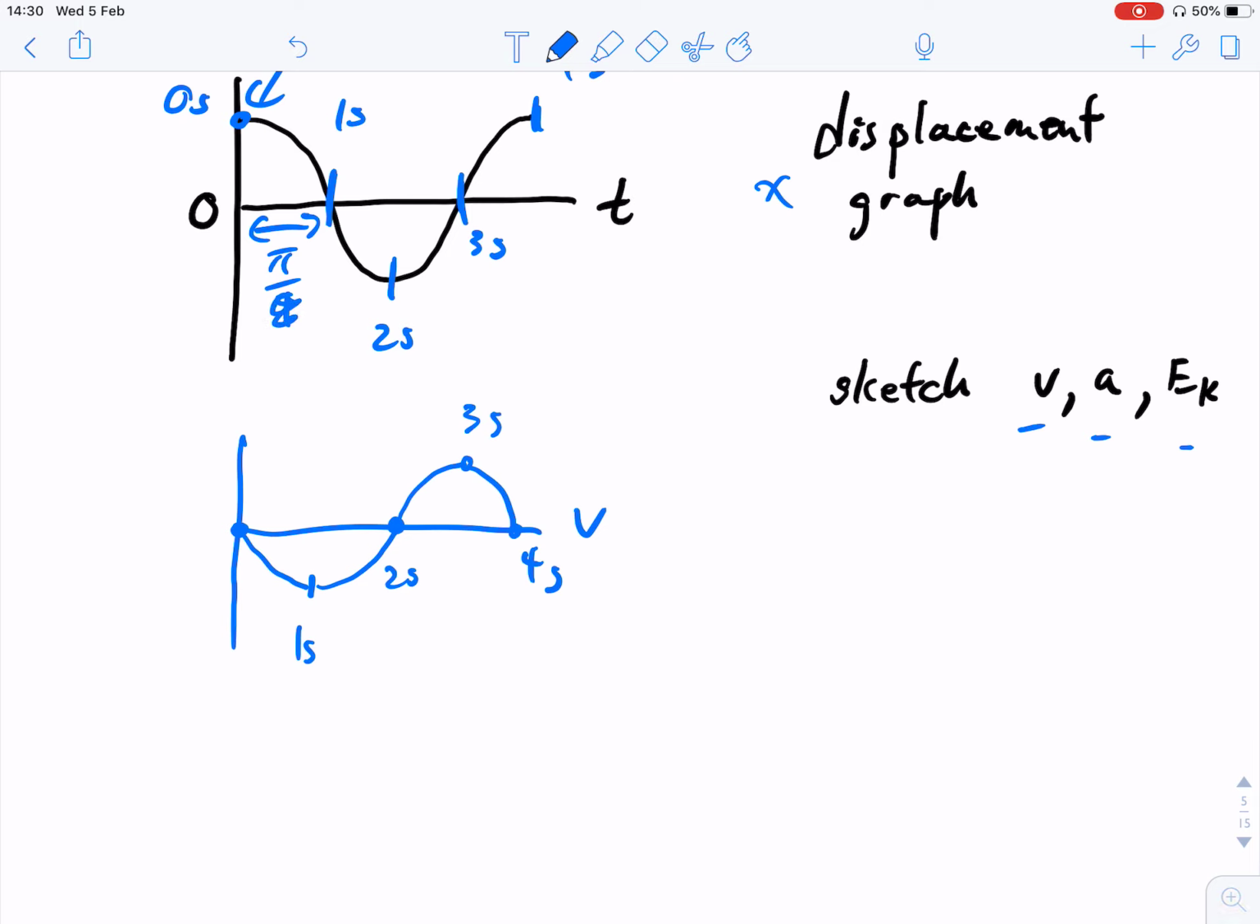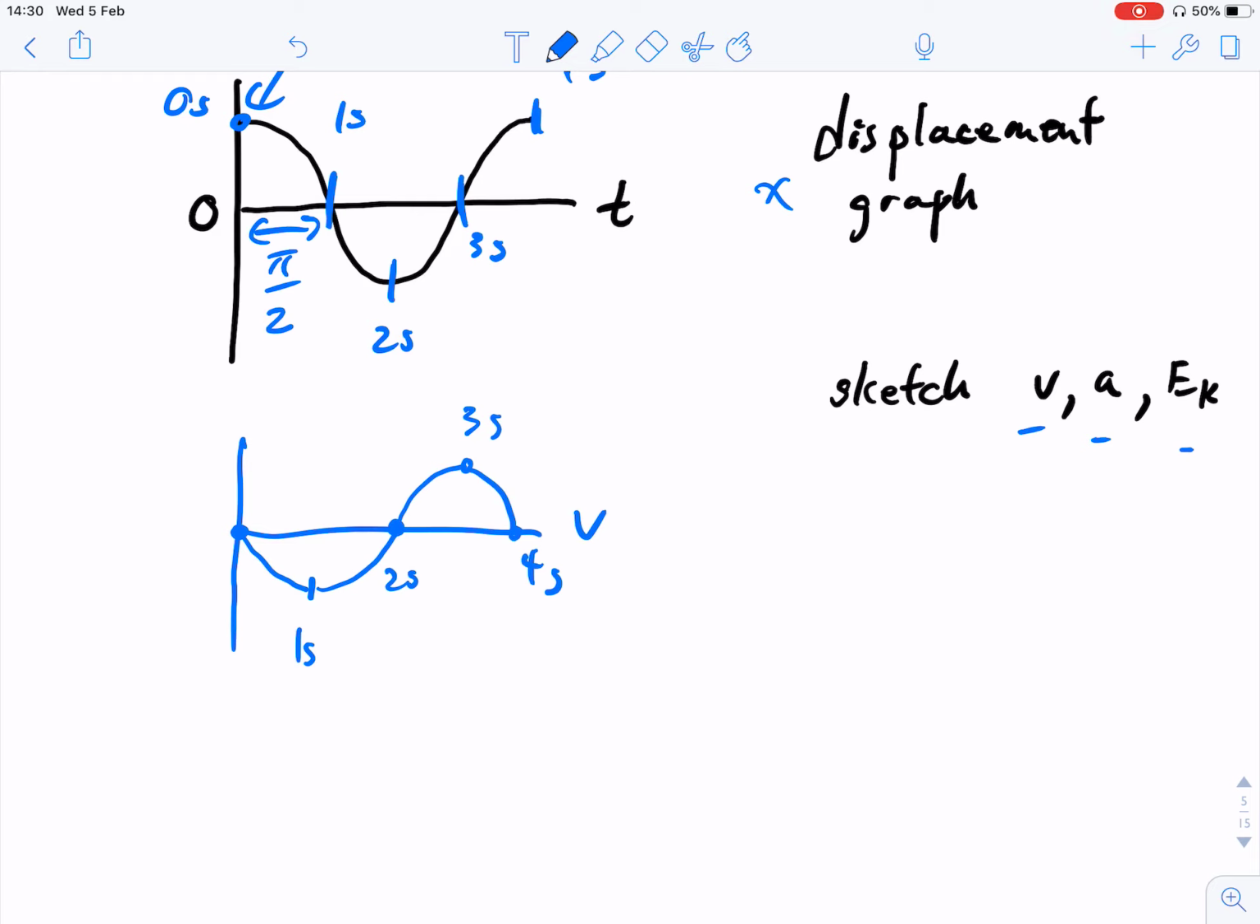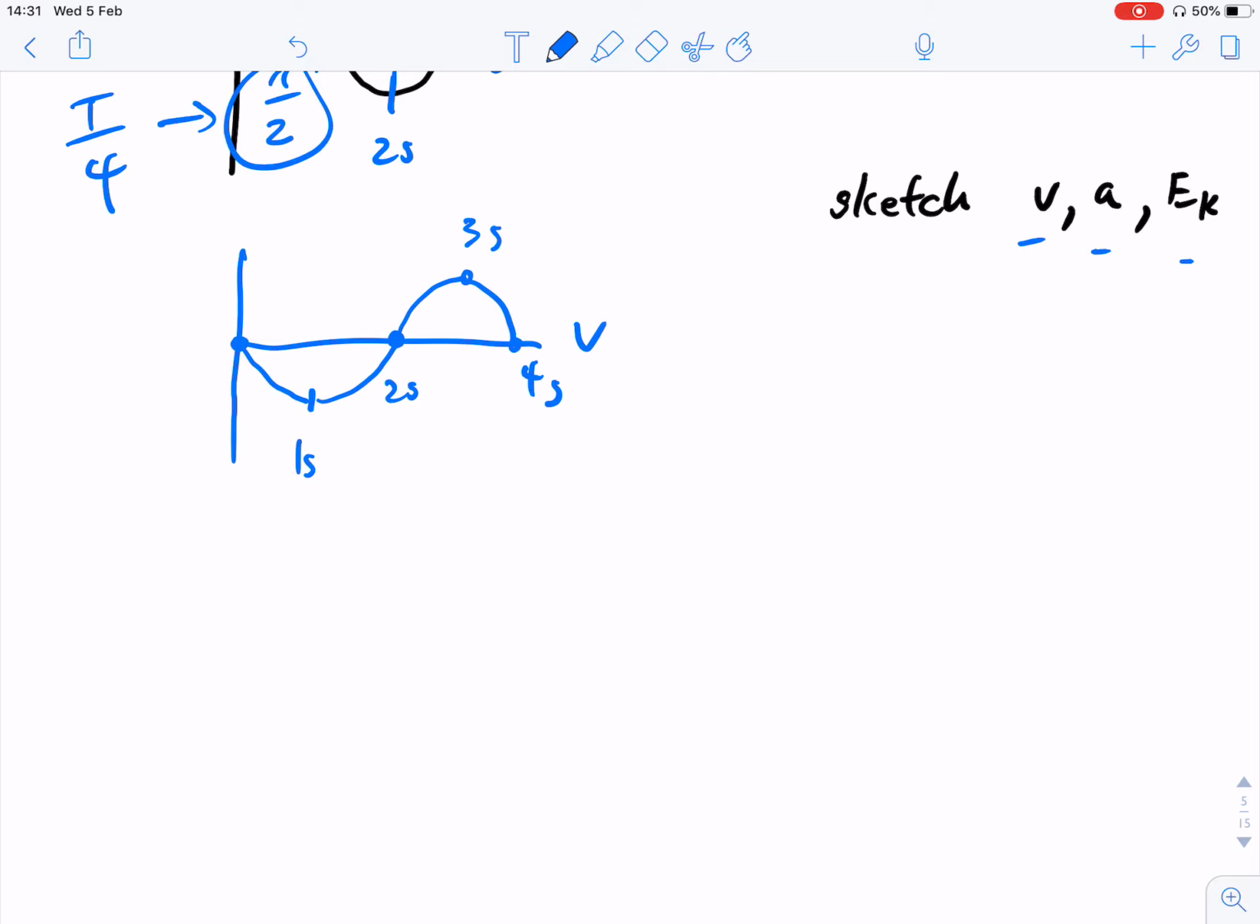Sorry, no, that's essentially half a period. Sorry, it's a quarter of a period. Pi by 2 is a quarter of a period, yep. So it's delayed by pi by 2, and that's why it's starting off down there. Okay, that looks good. Okay, acceleration graph.